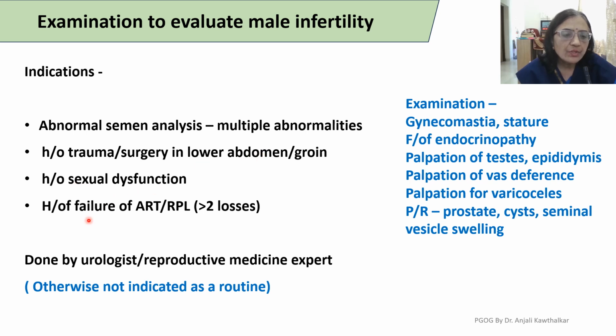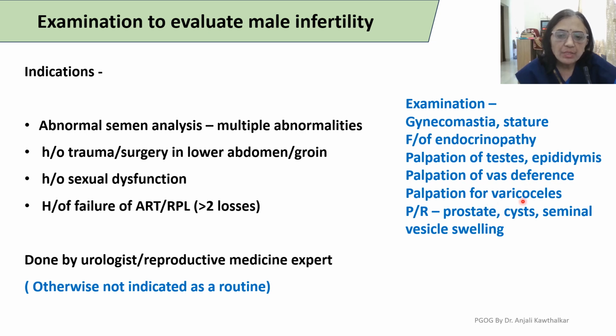A history of sexual dysfunction, a history of failure of ART, or a history of recurrent pregnancy loss, that is greater than two losses, is an indication to evaluate the male partner by examination. Examination includes whether there is gynecomastia, how the stature is, and whether there are any features of endocrinopathy. Palpation of the testis and epididymis should be done. Palpation of the vas deferens, because absence of the vas deferens is a clinical diagnosis.